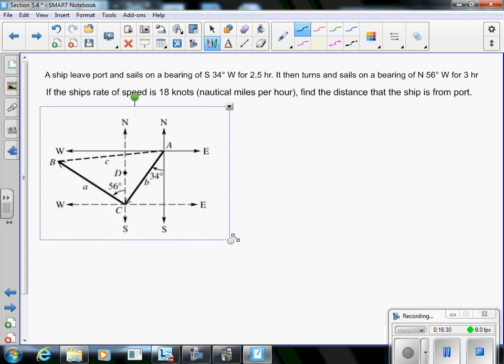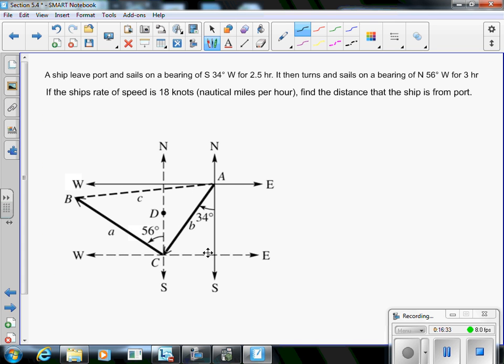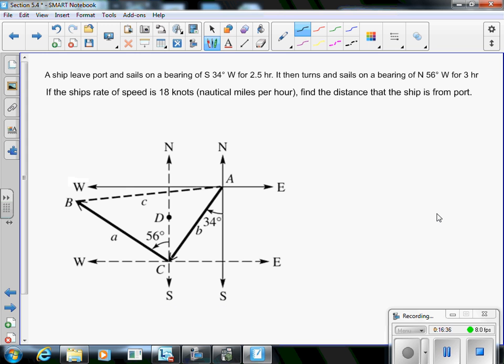Here's another bearing problem. I'm going to blow this up a little bit. This one uses the second method of bearings. A ship leaves a port and sails on a bearing of south 34 degrees west for 2.5 hours. It then turns and sails on a bearing of north 54 degrees west for 3 hours. Now you're truly beginning to understand that you need to know how to do bearing and which method to use. If the ship's rate of speed is 18 knots, that's nautical miles per hour, find the distance the ship is from the port.